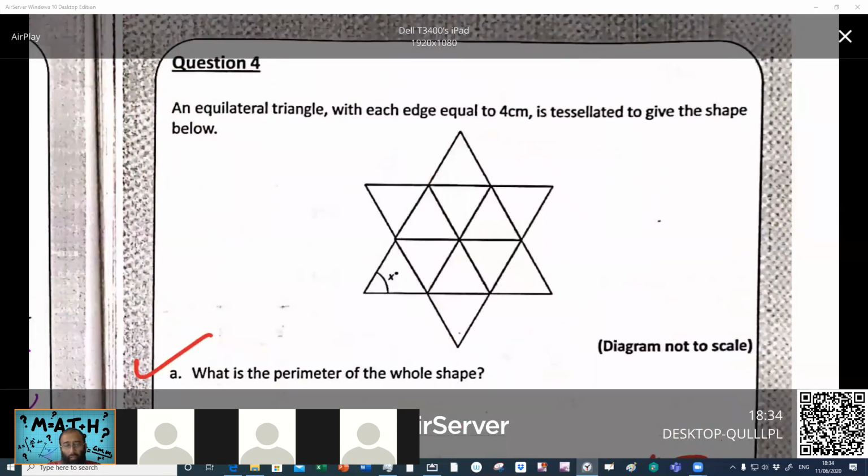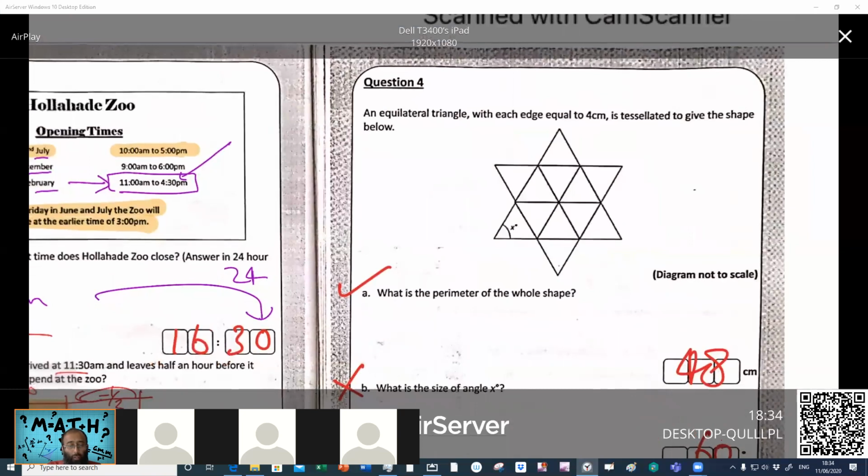Okay, Mr. Ayan Saab, you got your turn. Idris, thank you for that, young man. Well done. Excellent. Okay, Mr. Ayan, your turn. Read. What is the perimeter of the whole shape?